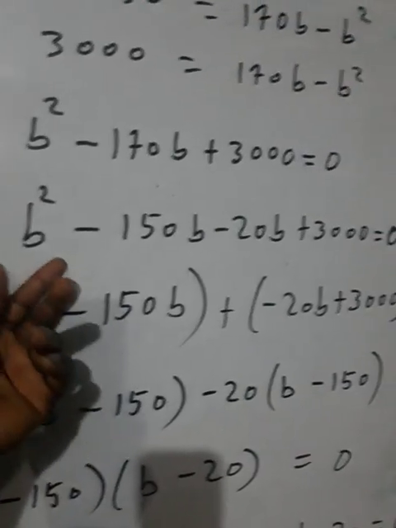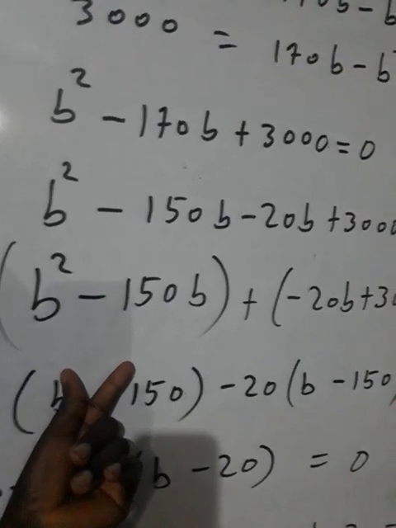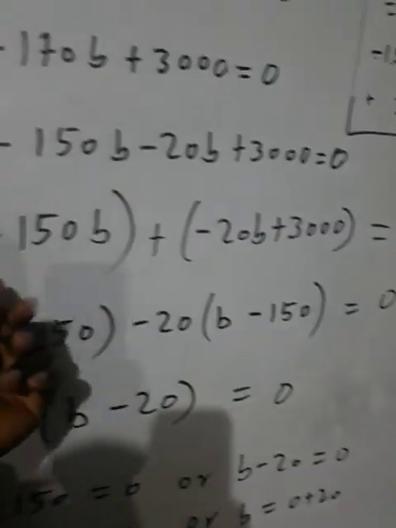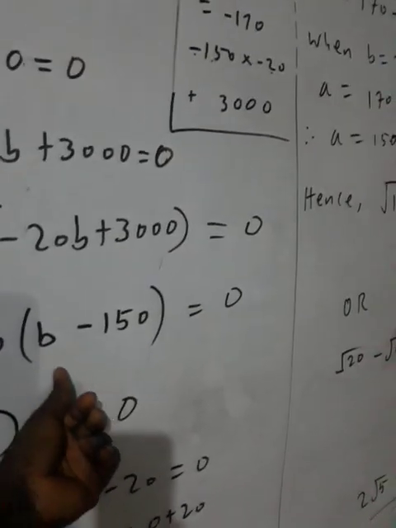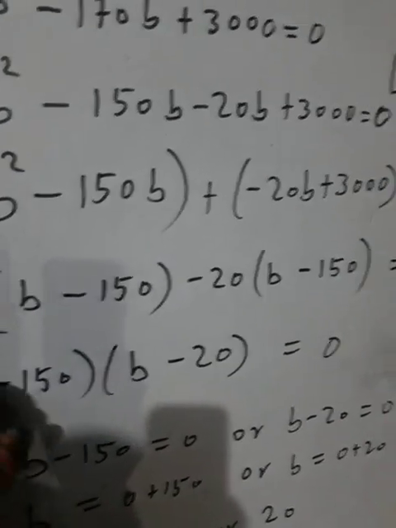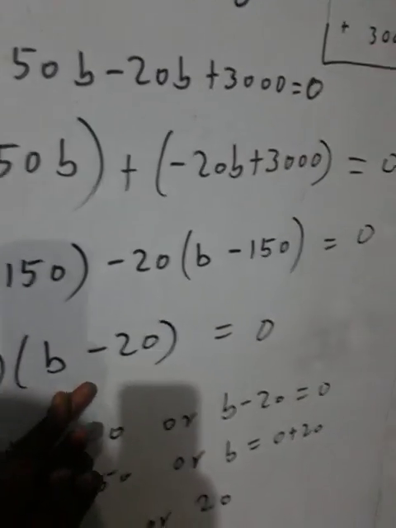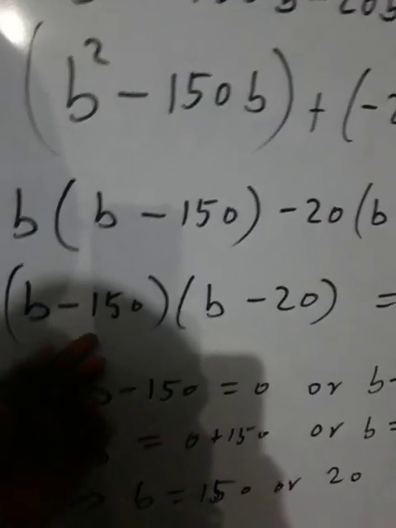Pair the terms: b squared and minus 150b will be paired together, minus 20b and 3000 will be paired together. You factor out b, you have this. Factor out minus 20, you have b minus 150. Factor out again b minus 150, you have b minus 20. So you have b minus 150 and b minus 20 equals to 0. Two numbers multiplying themselves to give you 0, it is either that the first number is 0 or the second number is 0.